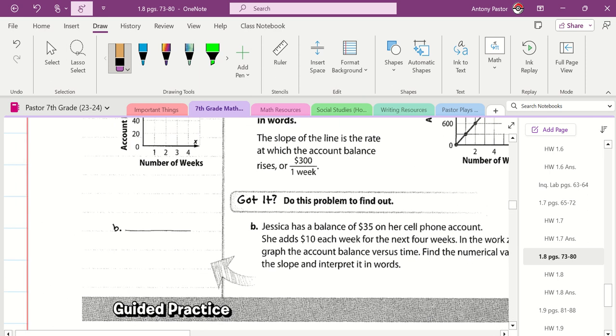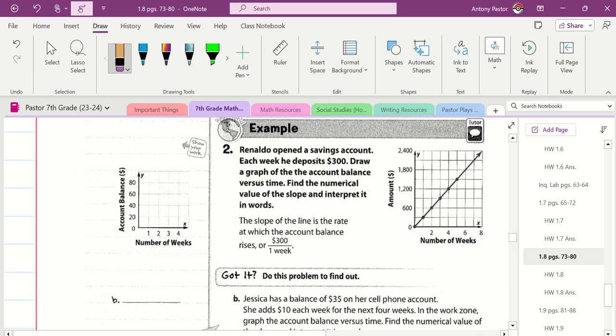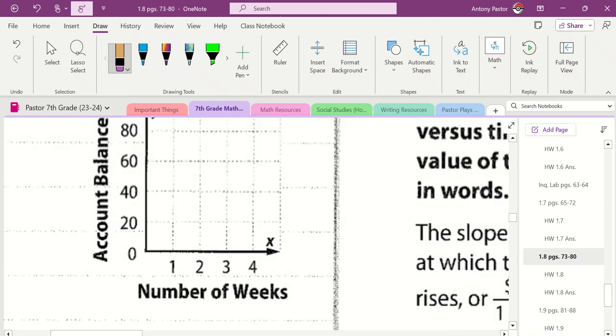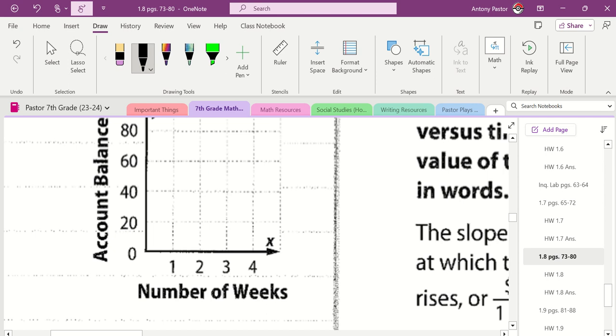So Jessica has a balance of $35 on her cell phone. So to begin with, our point will start at (0, 35) because she has a balance of 35 already. So we go 0 up to 35, which is going to be somewhere here.